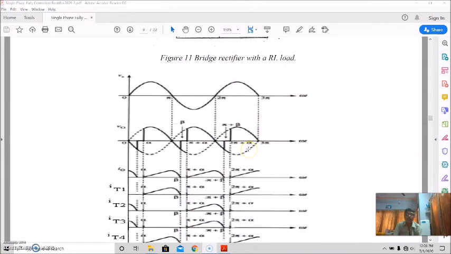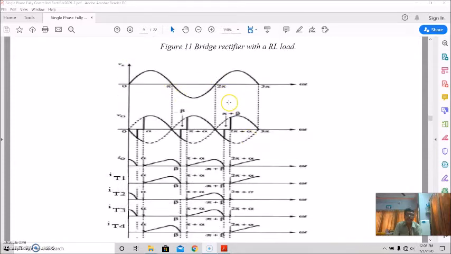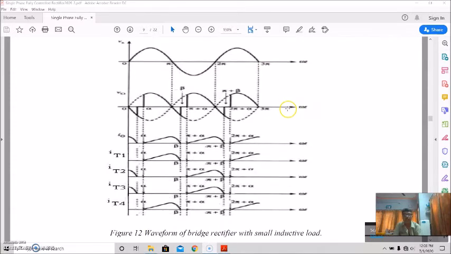See the waveform here. This is the source voltage. This is the first positive half, this is the negative half, and again positive, so 0 to pi is the positive half and pi to 2 pi is the negative half. For the positive half, thyristors SCR1 and SCR4 will be forward biased. For the next half, SCR2 and SCR3 will be forward biased. Then the output voltage waveform is like this. This is the delay angle or firing angle.